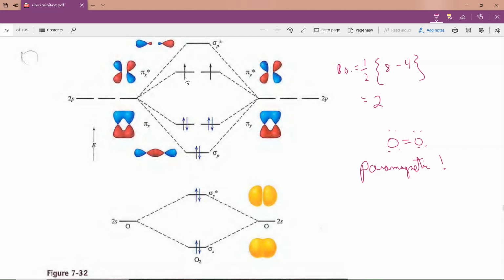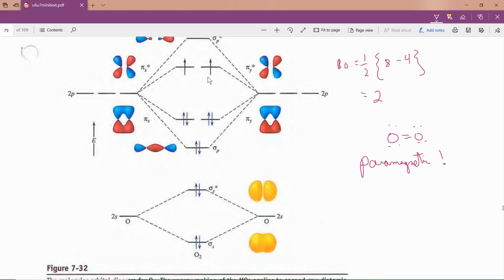the antibonding molecular orbitals each have 1 electron in them, which are unpaired. So there's 2 unpaired electrons. If you have at least 1 unpaired electron, it's going to be paramagnetic. And this was an interesting motivation to look at molecular orbitals.